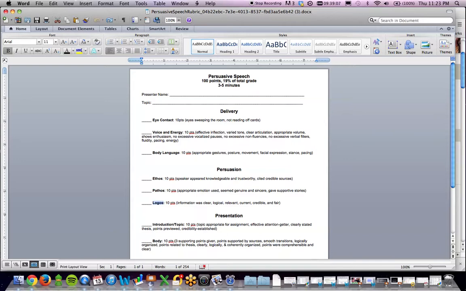I want your structure. I want your argument to be logical. I need it to make sense, and that's what I'm grading you on. It needs to be relevant. So make sure that you're not using data from 1950, right? You want to use data that is as current as possible, because current usually means relevant. But you also want to use data that actually applies to your topic. If you've got a fact but it doesn't relate back to your thesis statement, then it doesn't do you any good, right? You want it to be credible, and you want it to be fair.